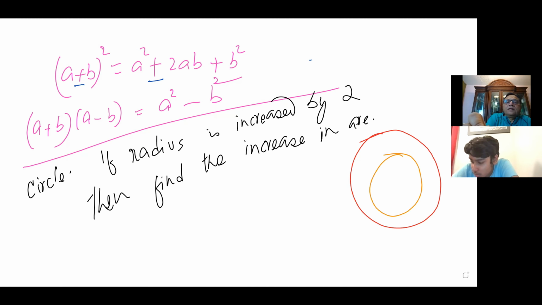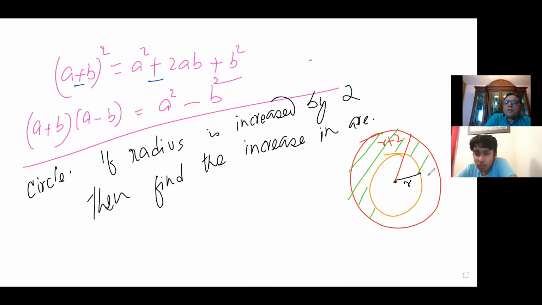Okay, not very concentric, but okay. So we have two circles, correct? Let us say the radius of this circle is R, and let us say the outer circle here is R plus 2. So what I'm interested in finding is the increase in area, this area.